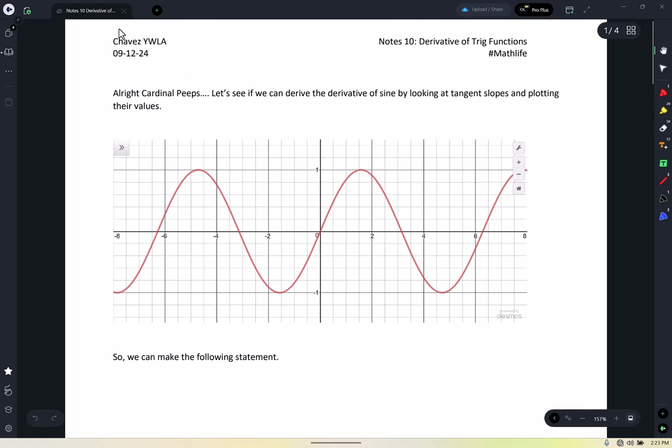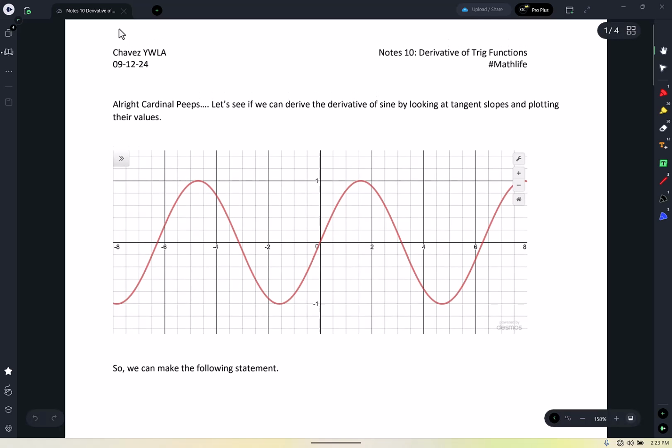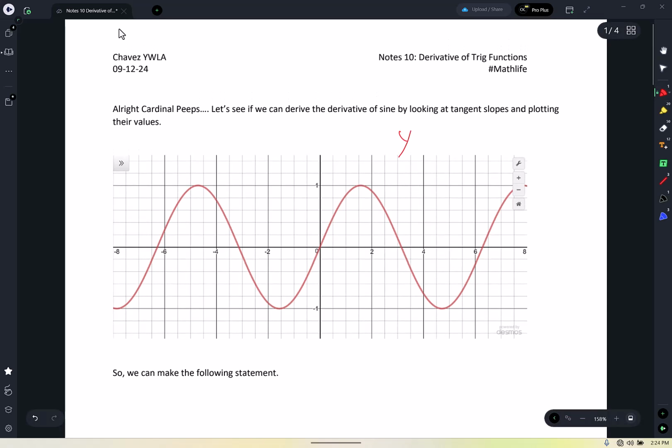Derivative of trig functions. Let's see if we can derive the derivative of sine by looking at tangent slopes and plotting their values. So what you're looking at here is y equals sine x. If you didn't recognize it, it's going through the origin. So that's sine x. I'm plotting the values of the tangent slopes.